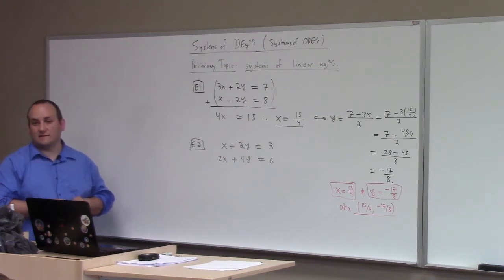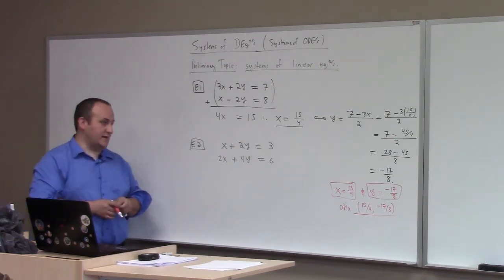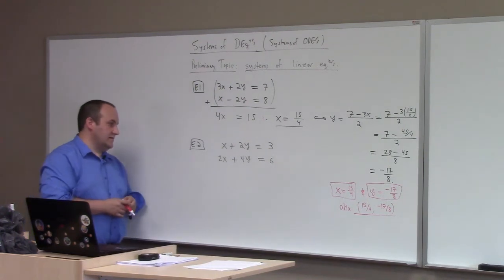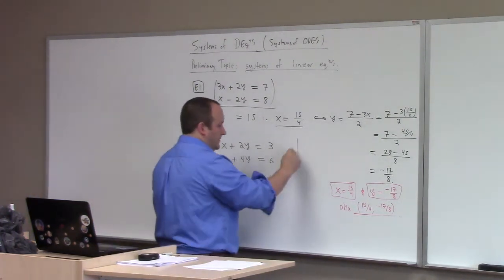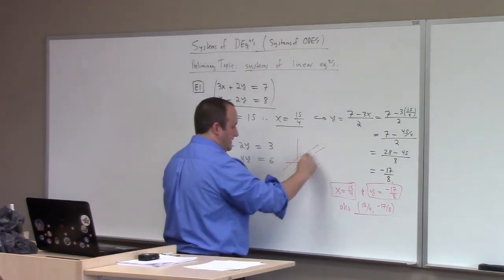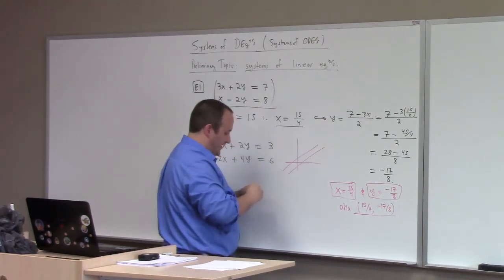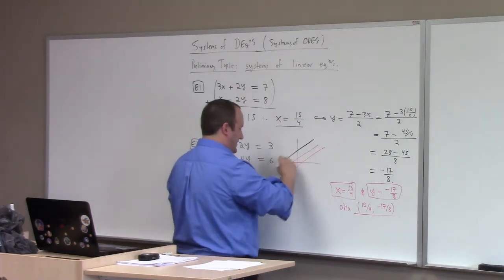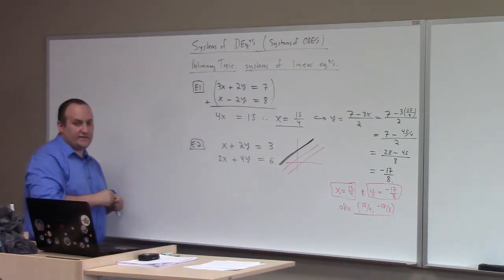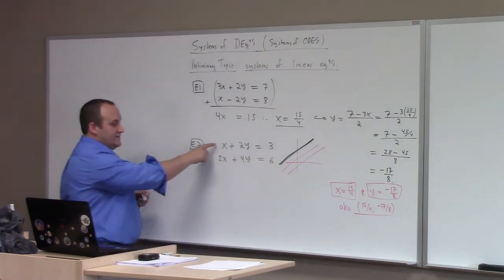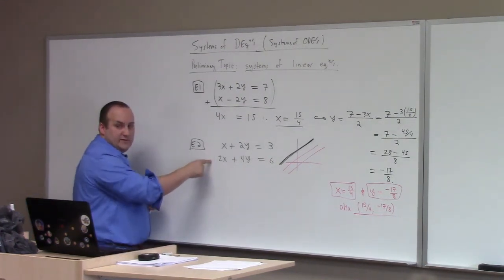They're parallel, right? So if they're parallel, you've got two choices. It's either like this, or it's like this. I mean, they could be the same line. In this case, it is actually the same line, because I just took the first equation, multiplied it by 2, and got the second equation.